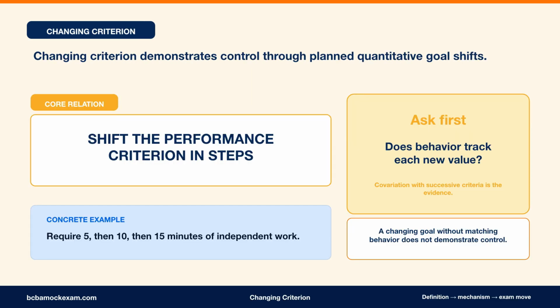A changing criterion design keeps the same target behavior and intervention while shifting the required quantitative level across phases. For example, the goal for independent work might move from 5 minutes to 10, then 15. Control is demonstrated when behavior repeatedly tracks those plan values. Merely changing the goal is not evidence. The dependent variable must covary with the timing and magnitude of the criterion shifts.